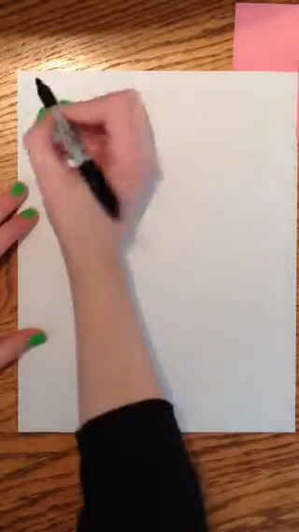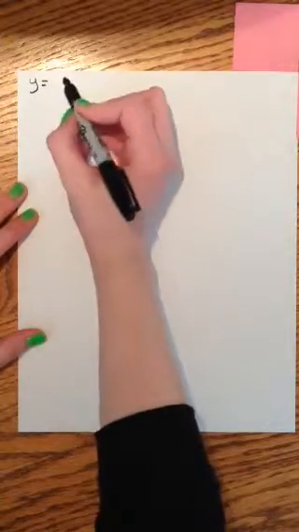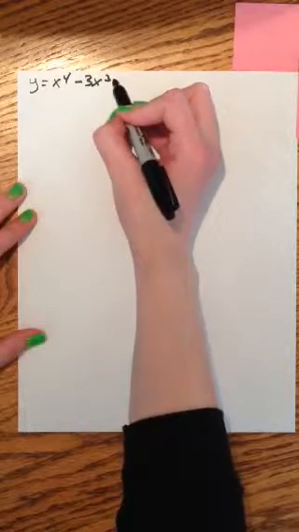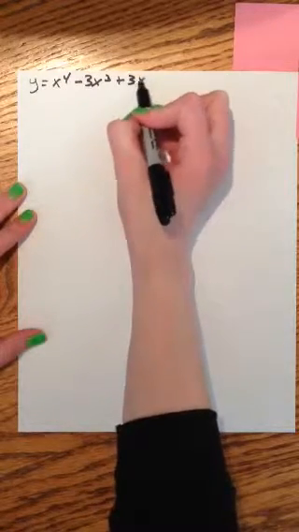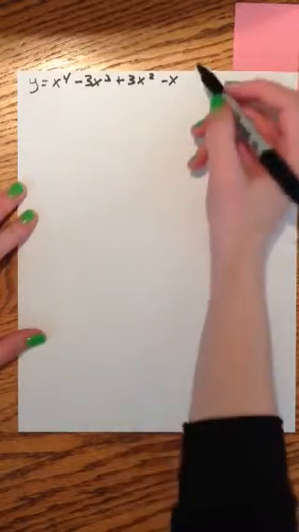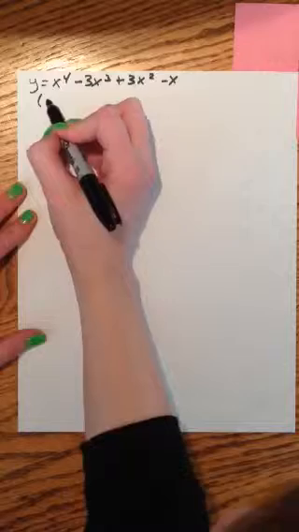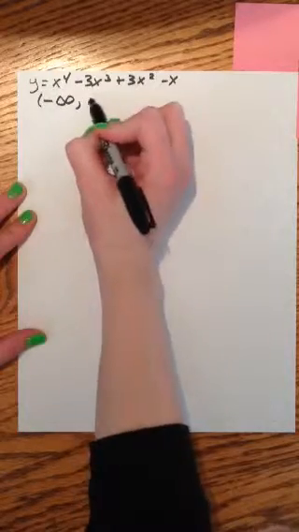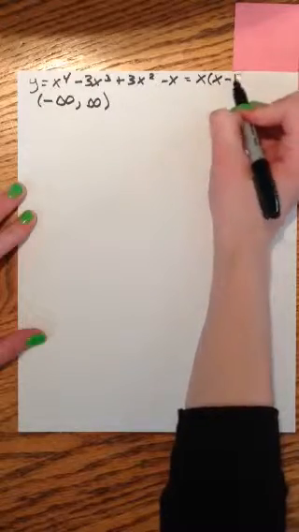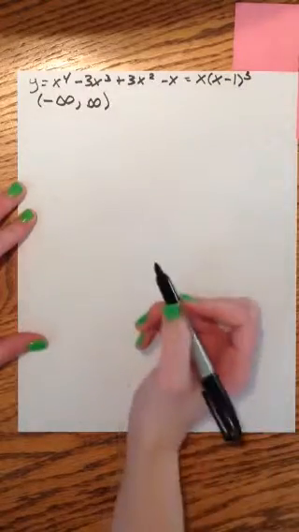The problem I'm doing for my video is going to be y equals x to the fourth minus 3x to the third plus 3x squared minus x. First thing we're going to do is find the domain. Since it's a polynomial, the domain is going to be negative infinity to infinity. But to factor this, you could factor it to x times (x minus 1) cubed.